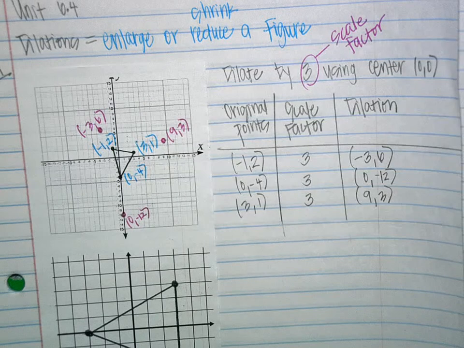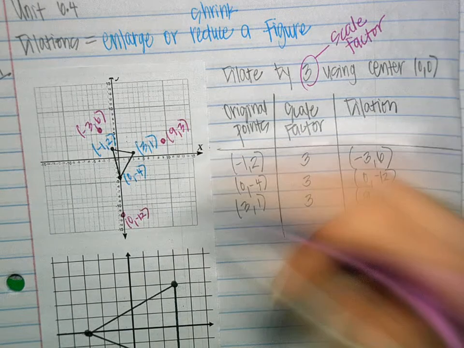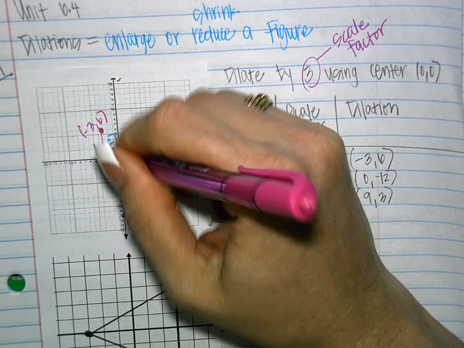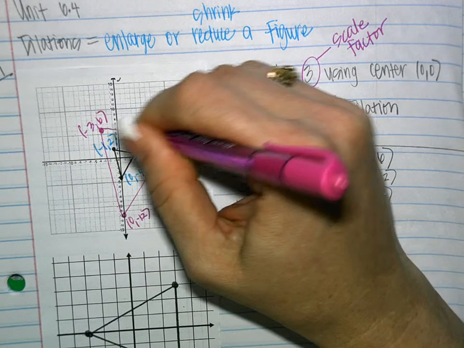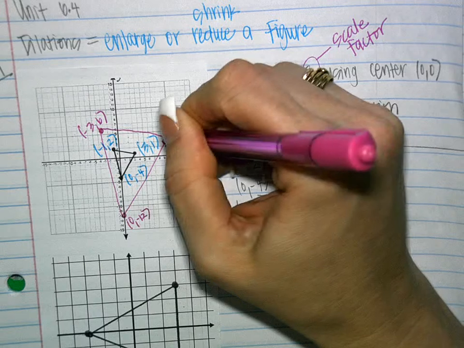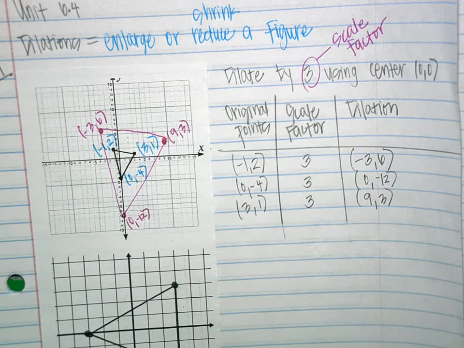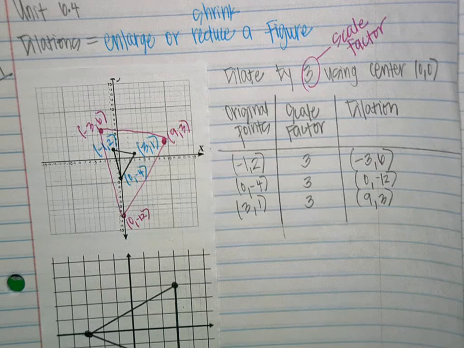Then once you have all your new points on there, or your dilated points, connect the dots with lines, and you're done. So basically what this means is we dilated this figure, we made this figure 3 times larger. That's what a scale factor is.